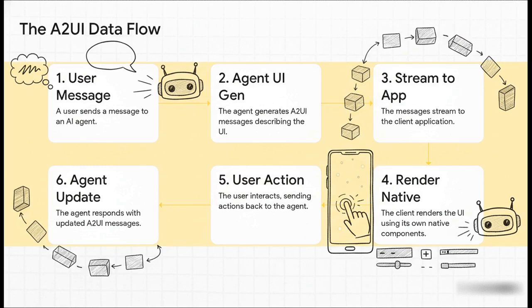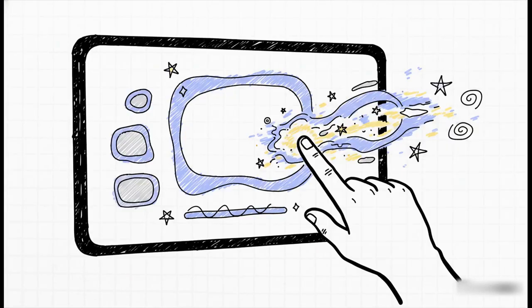Then, when you interact with that new UI, maybe you click a button, that action gets sent right back to the agent, and the agent responds with updates, and the whole conversational dance just keeps going. And the result of this elegant little loop is, well, it's pretty magical. You get user interfaces that are created dynamically, right in the moment, tailored exactly to what you need to do.